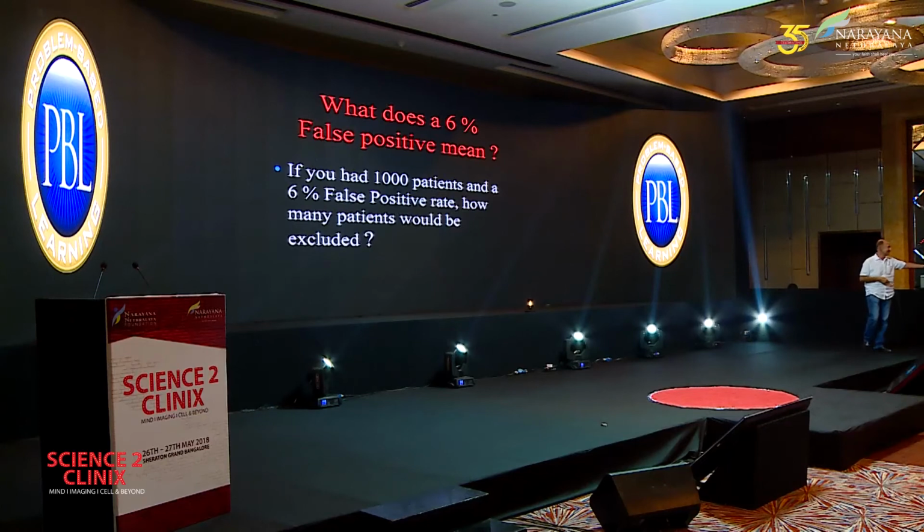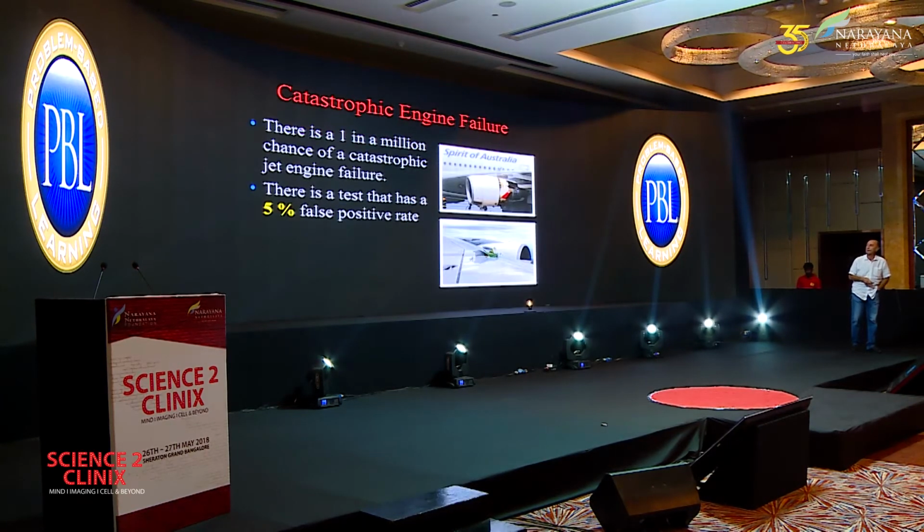If you had 1,000 patients and you had a 6% false positive rate, how many patients would be excluded? I'm going to pick on you. The math isn't difficult. 60, okay? You all agree? No. So let me give you another question here.